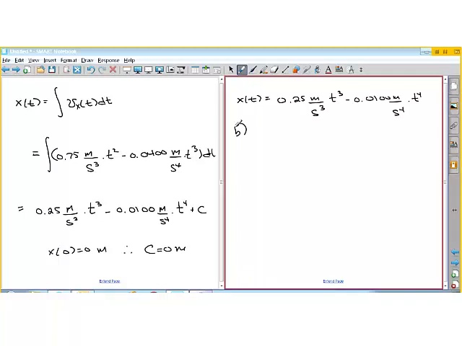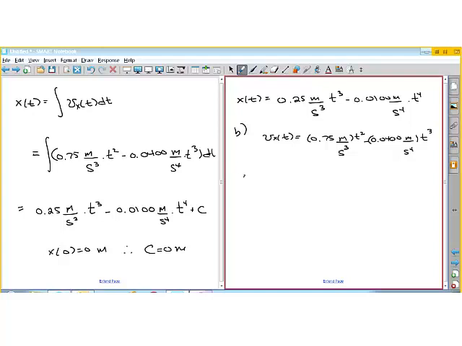Part B is calculate the maximum velocity it attains. So the expression for the velocity, v sub x of t, is 0.75 meters per second cubed t squared minus 0.0400 meters per second to the fourth t cubed.